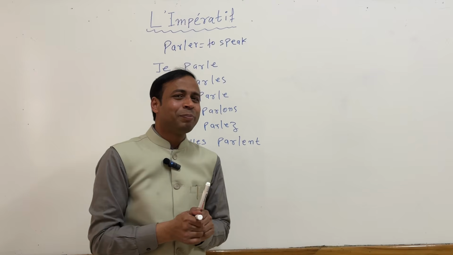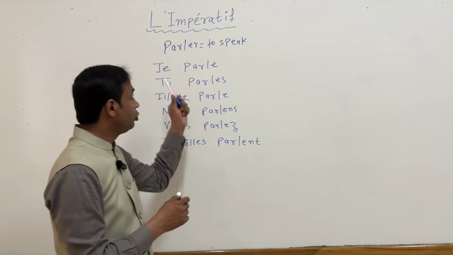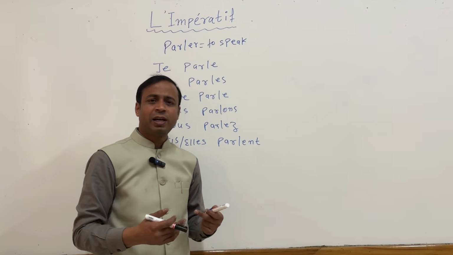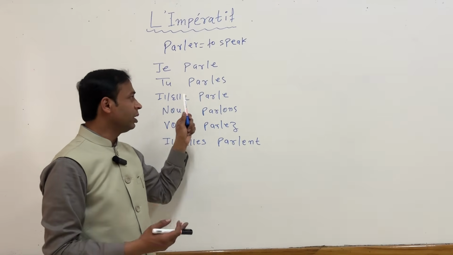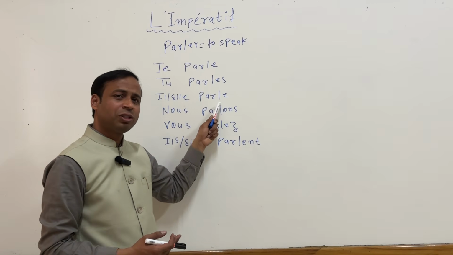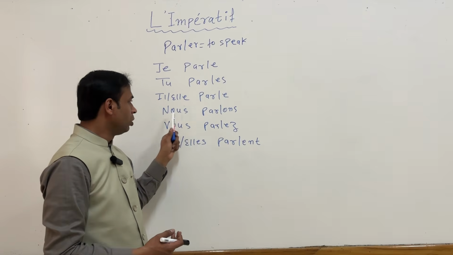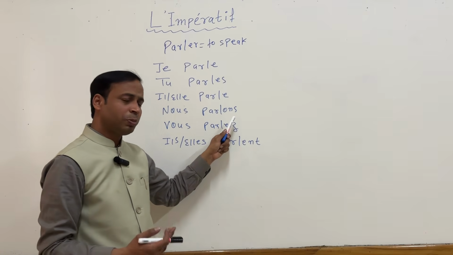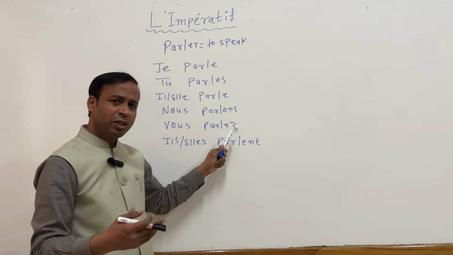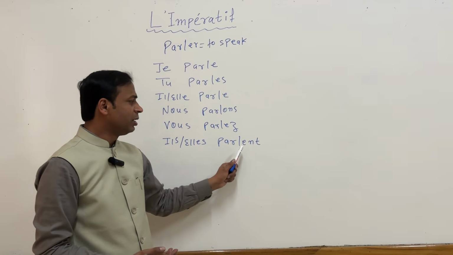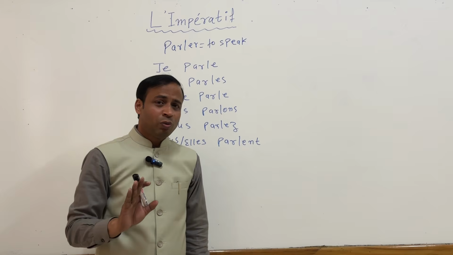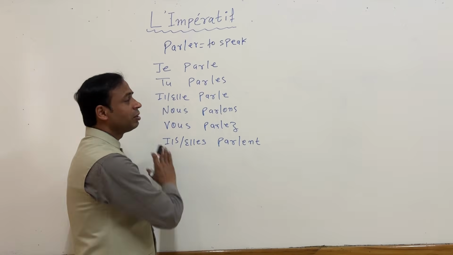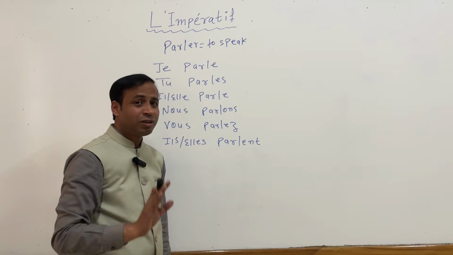How will we make imperative from this? Je parle means I speak, I am speaking. Tu parles, you speak. Il, elle parle, he or she speaks. Nous parlons, we speak. Vous parlez, you speak. Ils, elles parlent, they speak. This is not imperative, because this is not an order and not an instruction. Now we will make imperative from here.